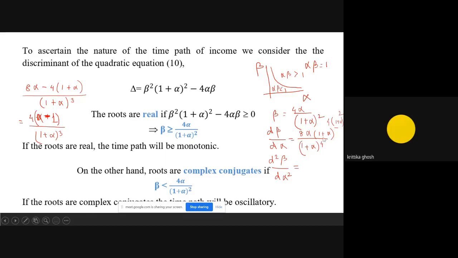Ma'am, so basically, I'll tell you the entire calculation. If we use the rule, we'll have in the denominator 1 plus alpha to the power 4. And then in the numerator, we'll have 1 plus alpha square times 4 minus 8 alpha times 1 plus alpha. And then if we solve this and simplify, if we take 1 plus alpha common in the numerator, then we get 4 times 1 minus alpha.